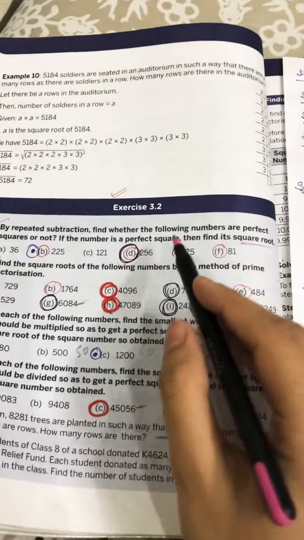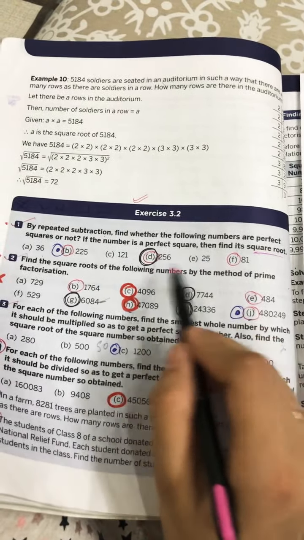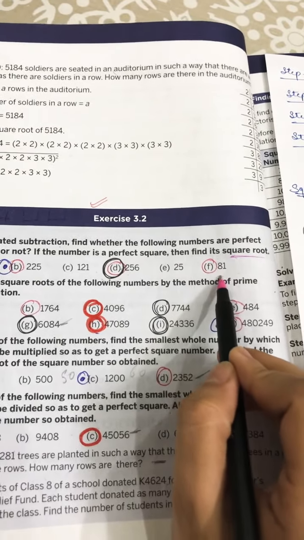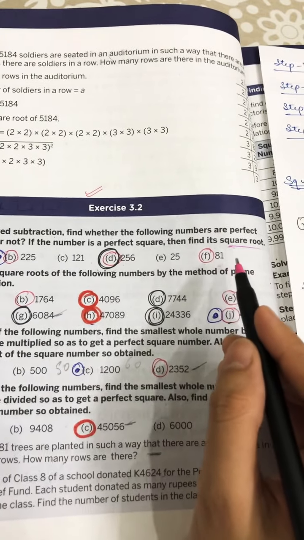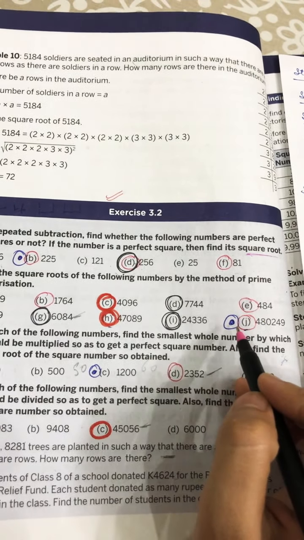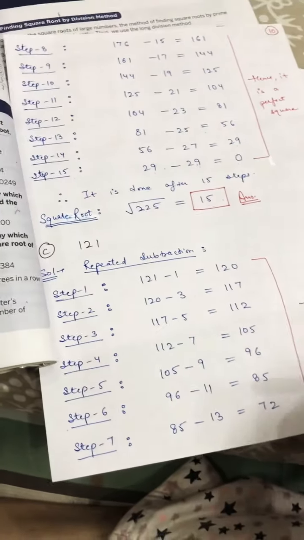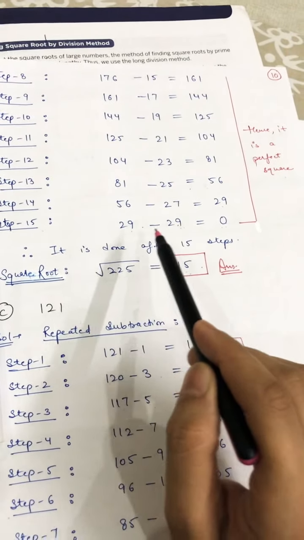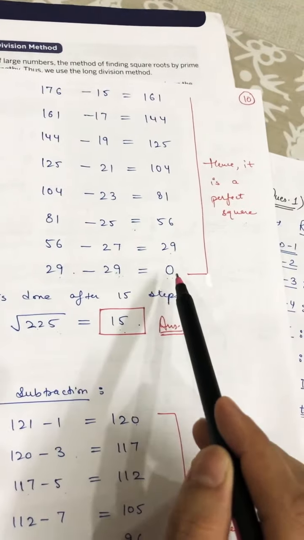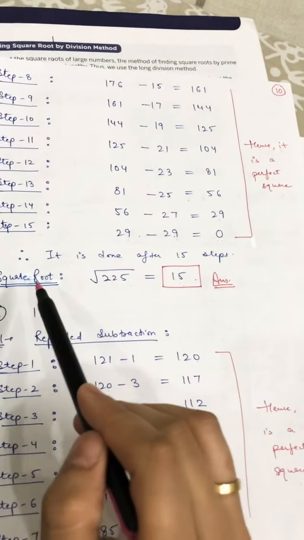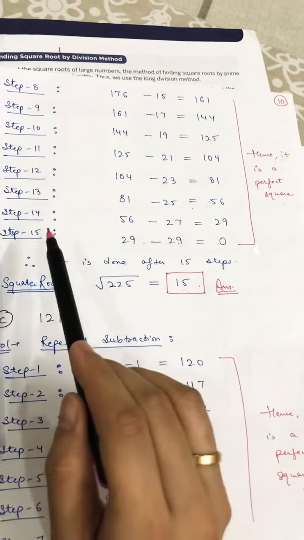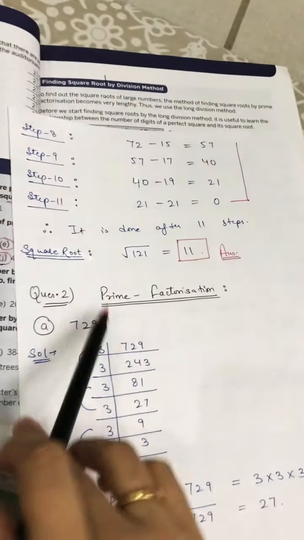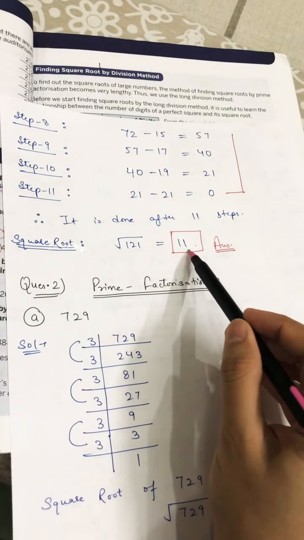Now parts D, E and F are your homework. All these questions you have to do in the practice notebook, take out the answer, and then solve in the fair notebook. The way I have done all the questions step by step, very neatly, very carefully. When you get 0, then you have to mention that hence it is a perfect square, and then write down the square root is equal to whatever is your last step. That is your answer.